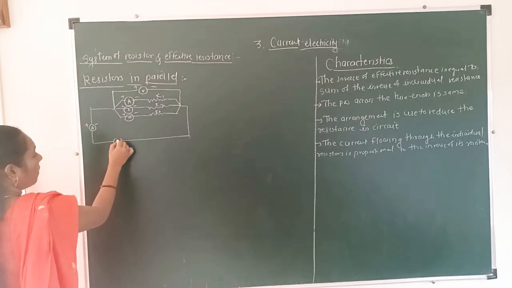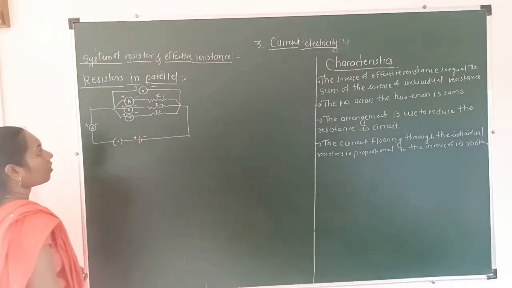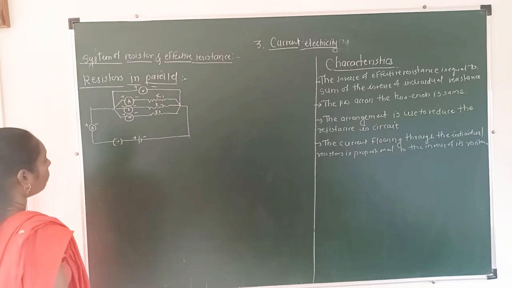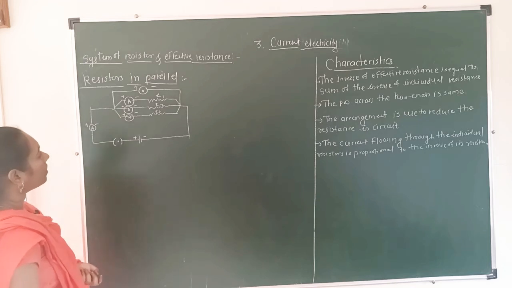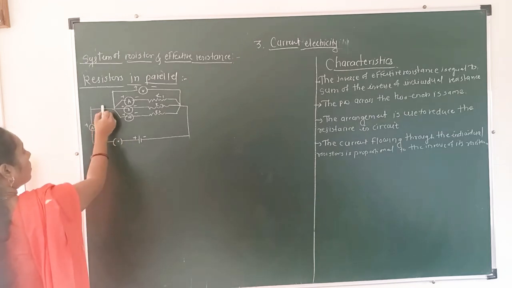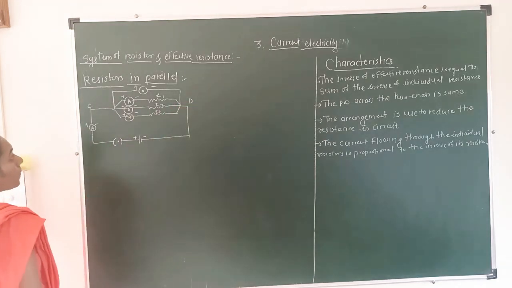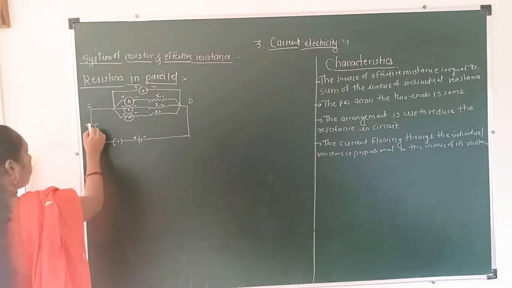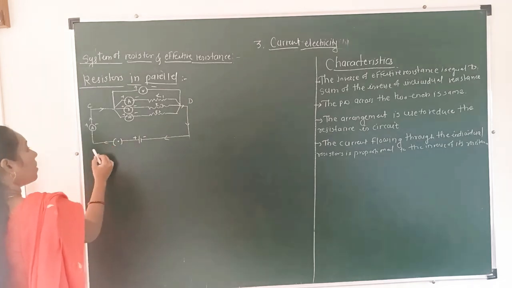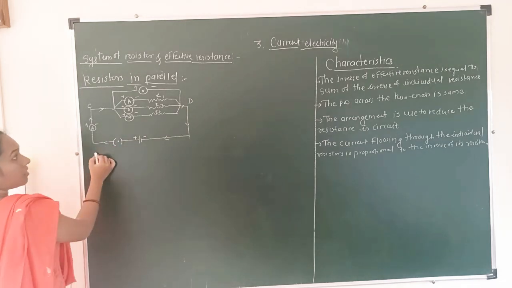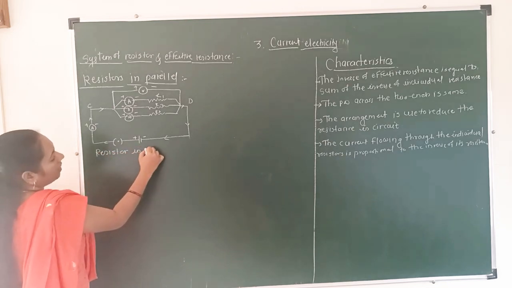Here is the plug key, here is the cell. Okay, and current always flows from the positive terminal to the negative terminal. Okay, this is the point C, this one is the point D. Now the flow of current is from positive terminal to negative terminal. This is the diagram which shows the resistors in parallel, or the resistors which are connected parallelly.